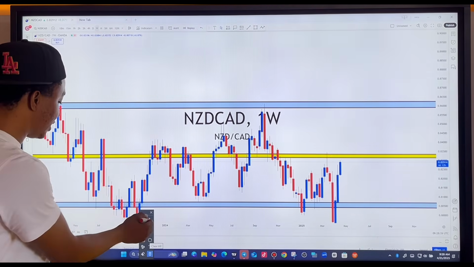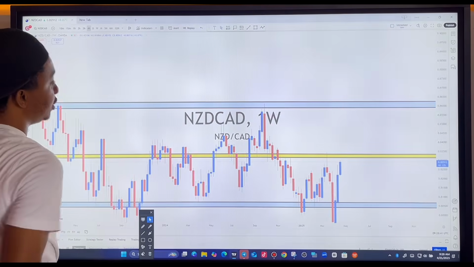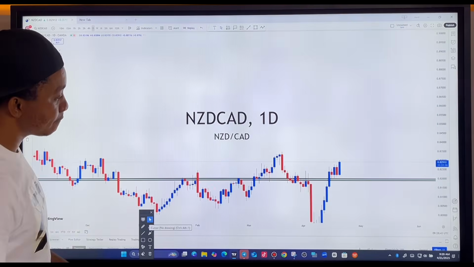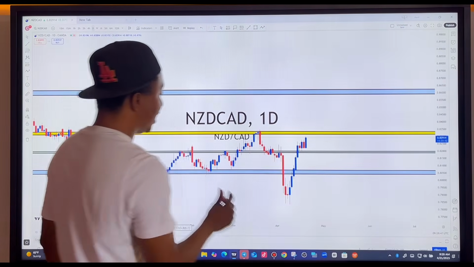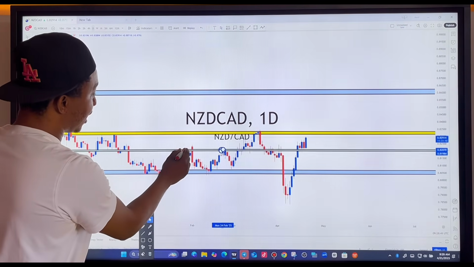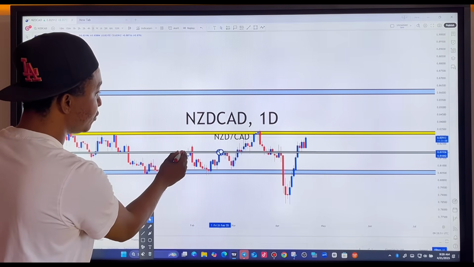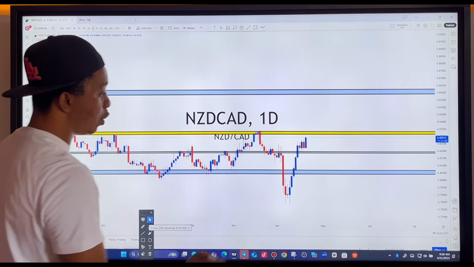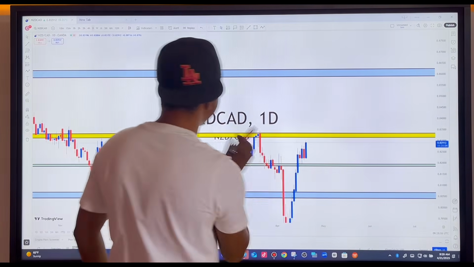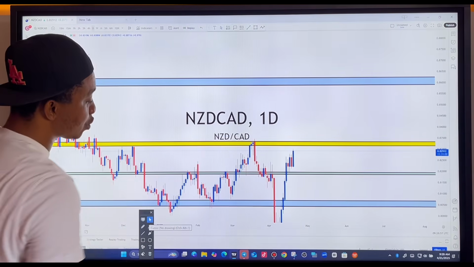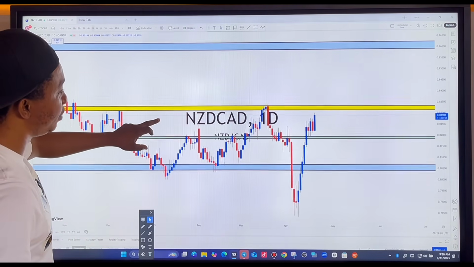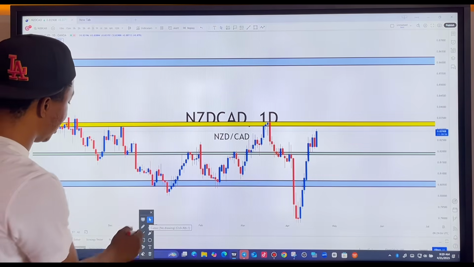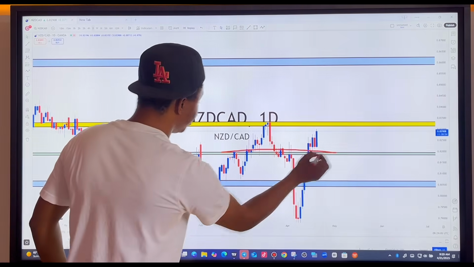All right, let's take it all the way to the daily. Okay, this is also the daily time frame of NZD CAD. Now NZD CAD on the daily time frame, let's also put meaning into it. If you look at the daily time frame of NZD CAD, price is also in an uptrend over here on the daily. How did it get to become an uptrend? Let's find out. So you have the daily mid-range zone over here.